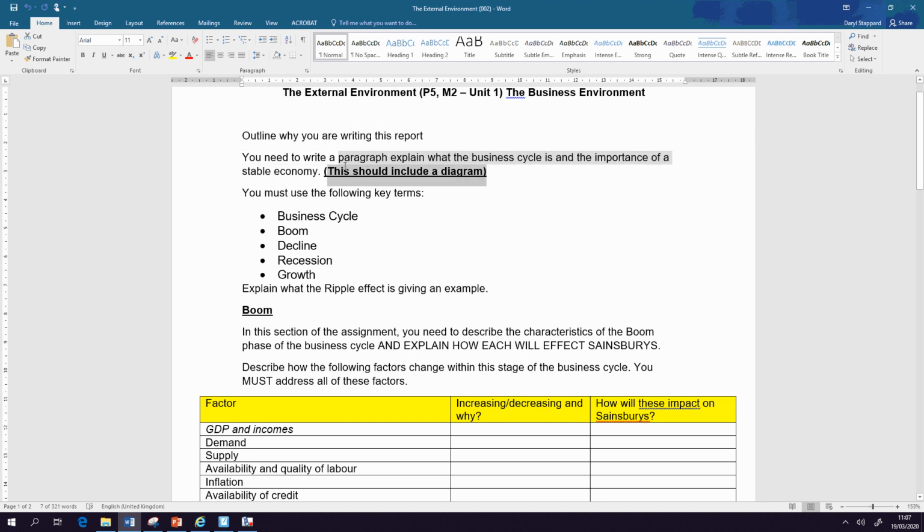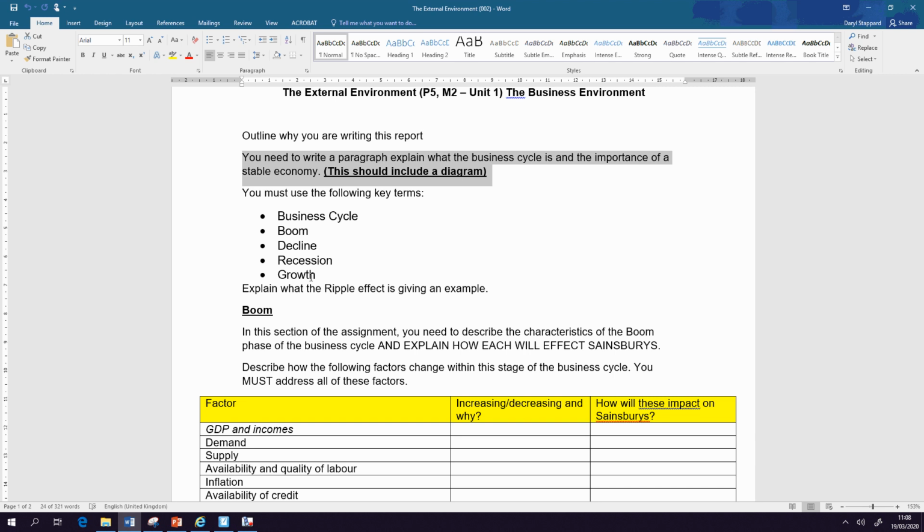Right, now in this section here, what I would like you to do is to Google image search the business cycle. What you will then need to do is to copy and paste this into your work and then briefly explain what the business cycle shows.